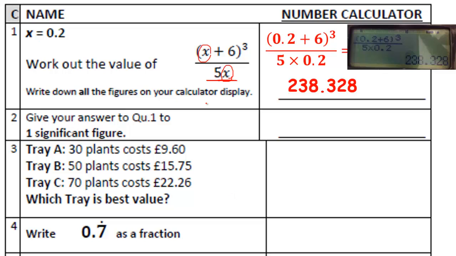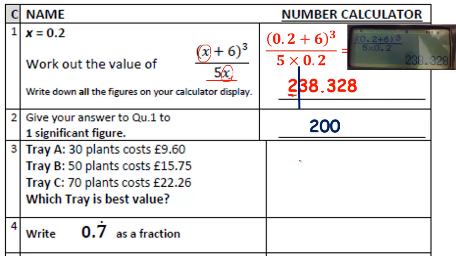Question 2 says give your answer to question 1 to one significant figure. So count one number from the front. You're going to chop it off there. That number is 200. Do I need to change it? The next number along is a 3. So no, I don't need to change it. So to one significant figure, it is just 200.